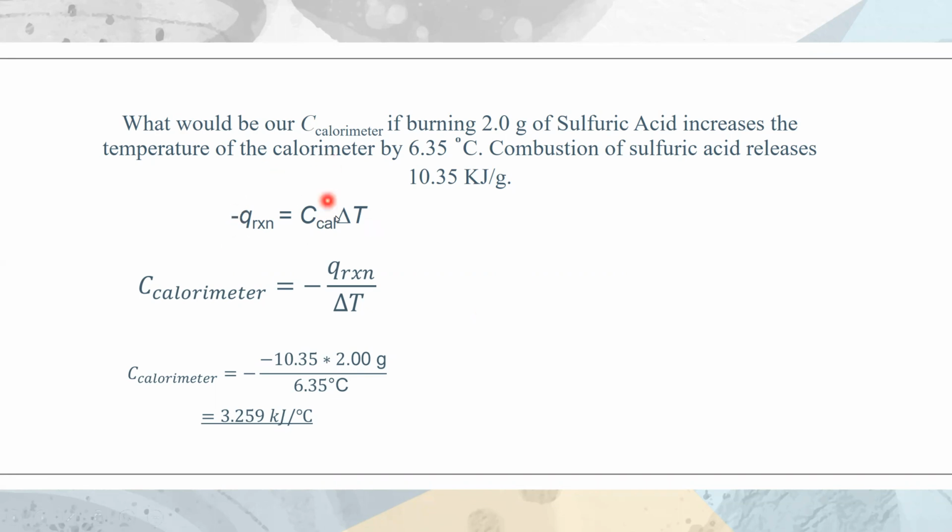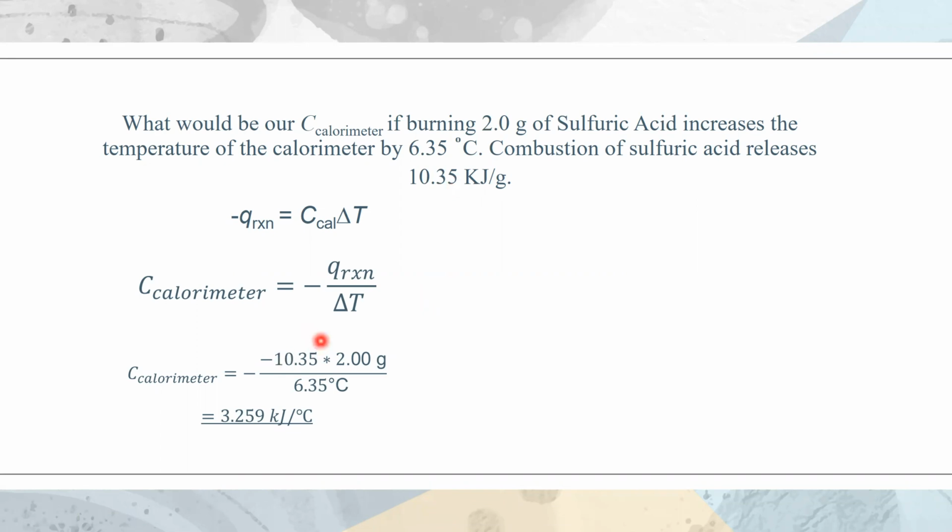And so the way that we use this equation is we'll have to rearrange our equation because we're now solving for our C calorimeter. And so solving for our C calorimeter, it would be equal to a negative heat of reaction divided by our delta, or change in temperature. And so we just plug in all of our data, which we know that the heat of reaction of our sulfuric acid is minus 10.35 because this combustion is releasing heat.